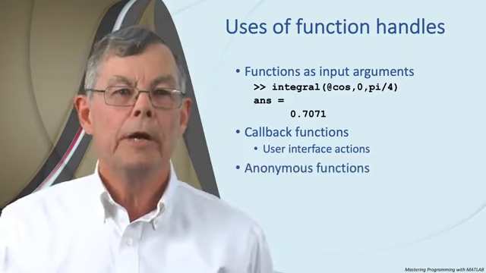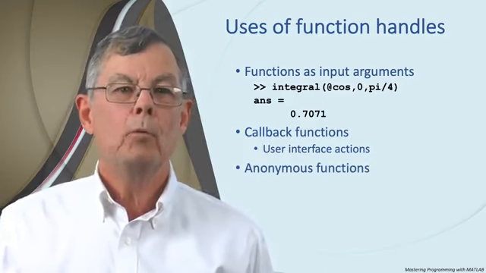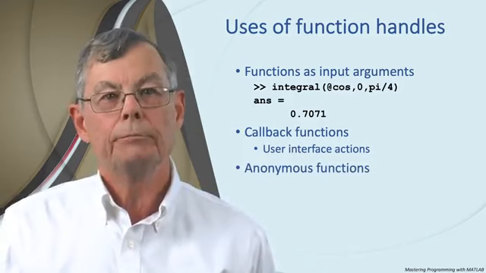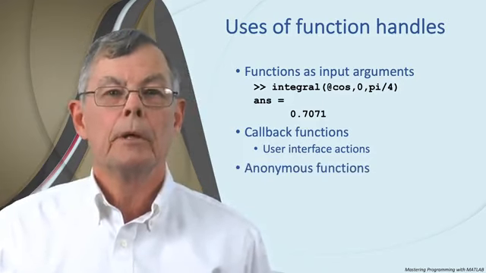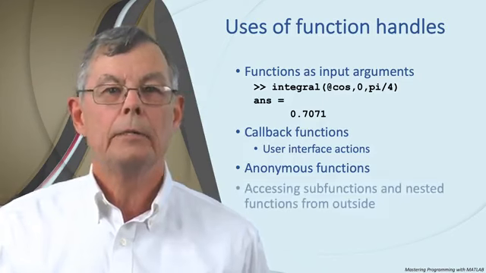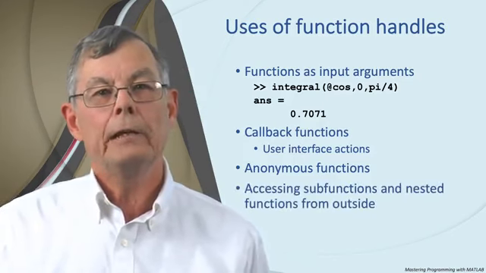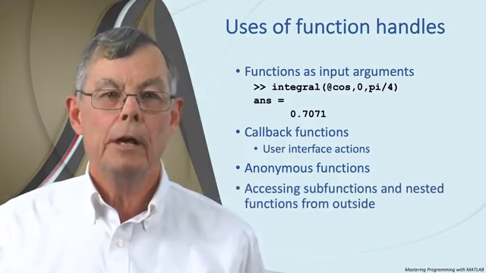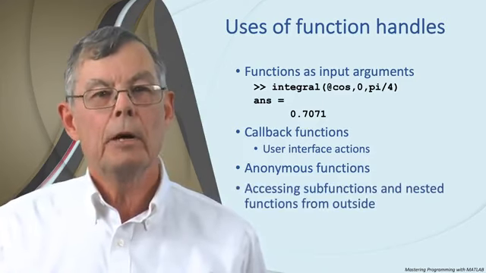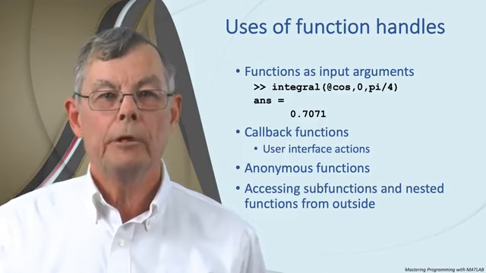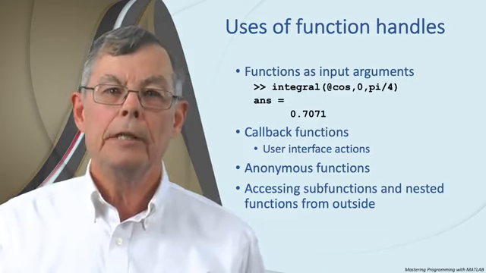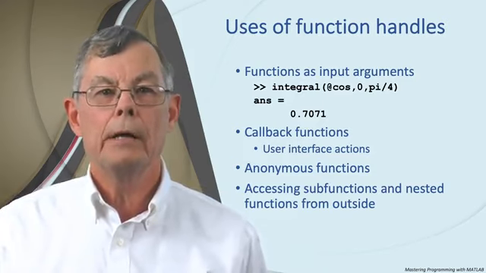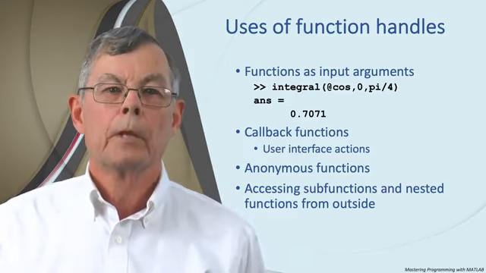There are two even more advanced cases. You can actually create a one-line function without a name, called appropriately enough an anonymous function. And the only way to call it is through a function handle. Finally, function handles allow a function inside one M file to call a subfunction inside another M file. And speaking of subfunctions, after we're done with function handles, we'll show you how to use nested functions, which are similar to subfunctions but are defined inside other functions. But we'll get to that later.